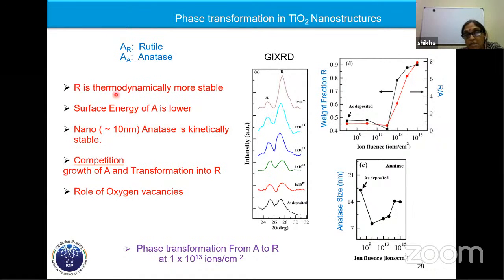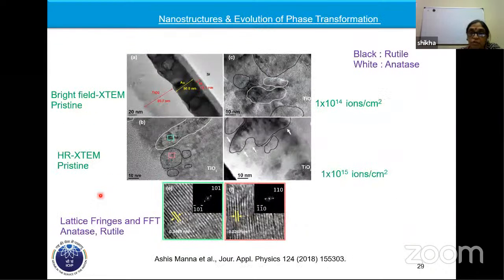Although R is the thermodynamically more stable phase, the surface energy of A is lower. So when the anatase is small, it is stable. But as it becomes big, it gets converted to rutile, since it is thermodynamically less stable. So there is a competition between growth of A and transformation into R. And the role of oxygen vacancies is also very important. They create the space for this phase transition to take place.